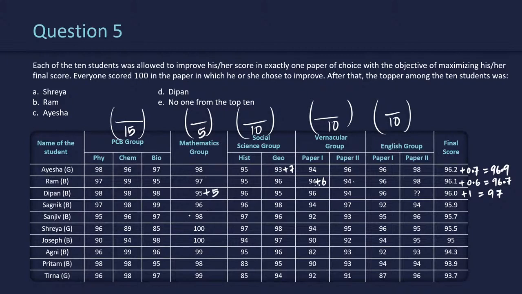Let's go to Sagnik. Sagnik, if he decides to increase it by 4, so 4 by 5, 0.8 का increase होगा, right? What if he decides to increase his 92 by 8, so 8 by 10, अभी भी 0.8 का increase होगा. So can we say no matter what we do, Sagnik will never be able to touch 97, which is the highest.